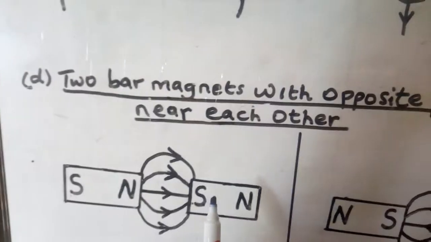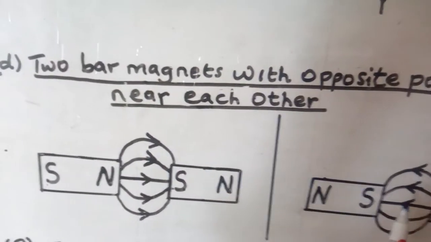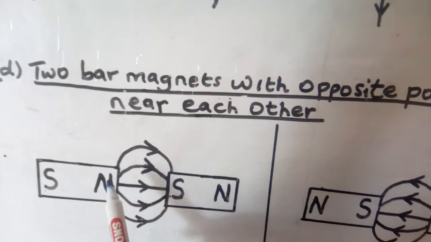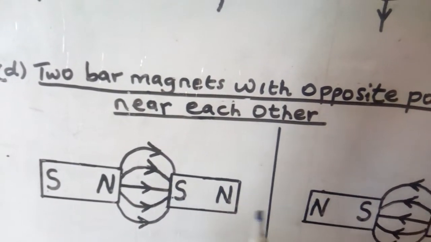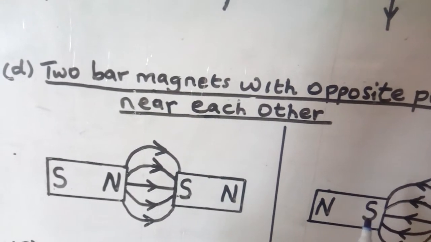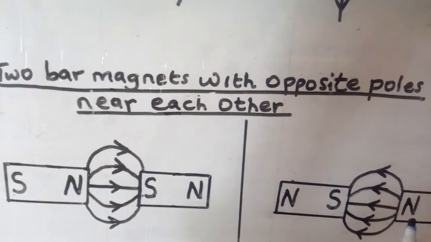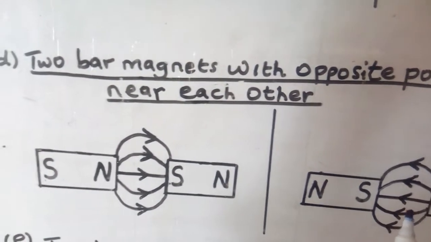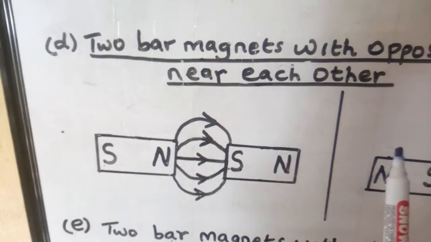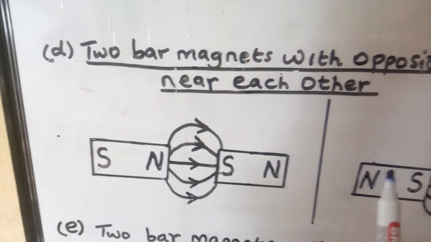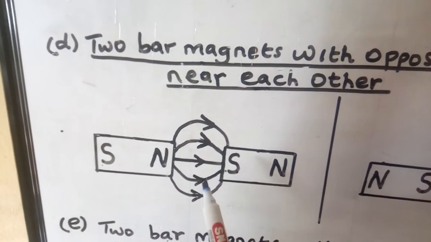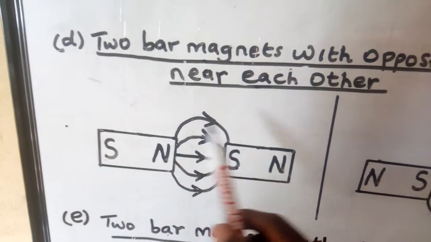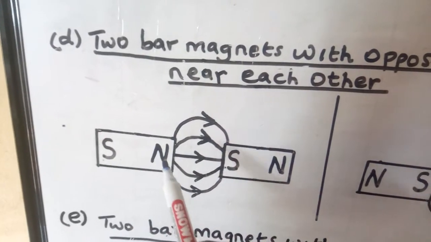Now, this diagram and this one, they are just the same. Only that here, the north is this side and the south is this side. But here, the north has been replaced by the south, and then the south has been replaced by the north. So we all know that from the law of magnetism, which states that unlike poles attract. So we expect these ones to attract. And how do we show that they attract? By drawing the magnetic field lines connecting north to south.